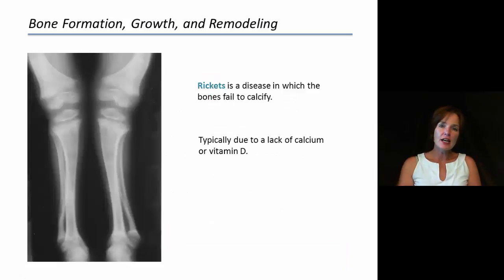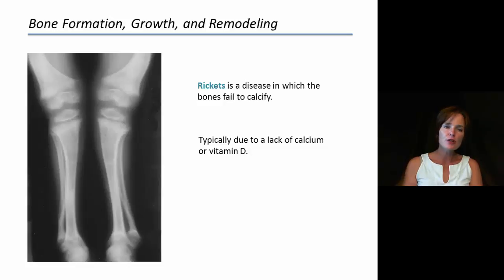If we look at errors in this process, one common example of a problem with the skeletal system is rickets. Rickets is a disease in which the bones fail to calcify. And typically this is due to a lack of calcium, and we've talked about how important calcium is in regulating bone remodeling, or it can be due to a deficit of vitamin D. And vitamin D is important for detecting calcium levels.